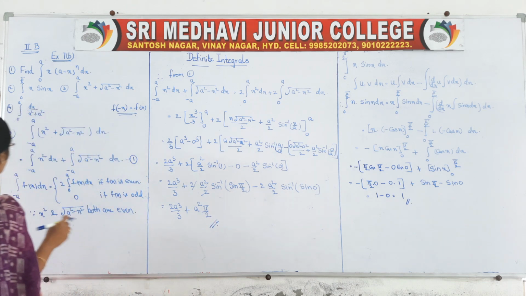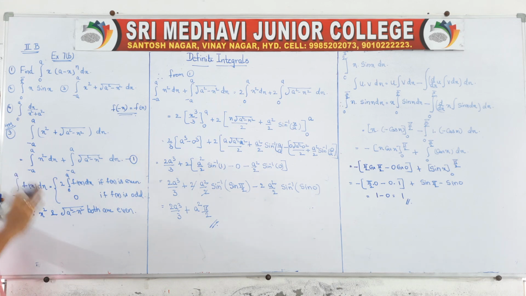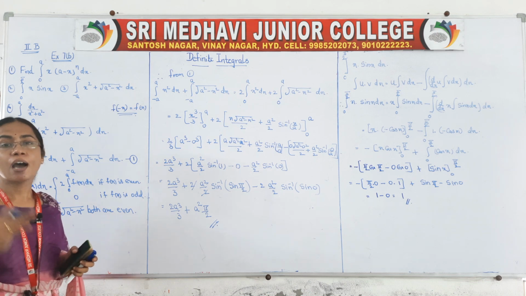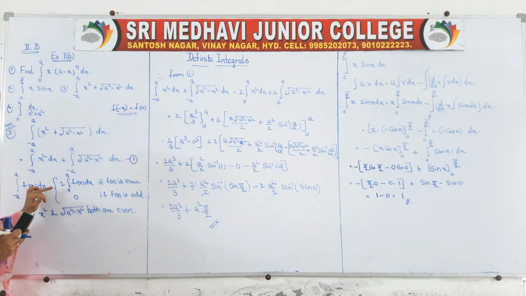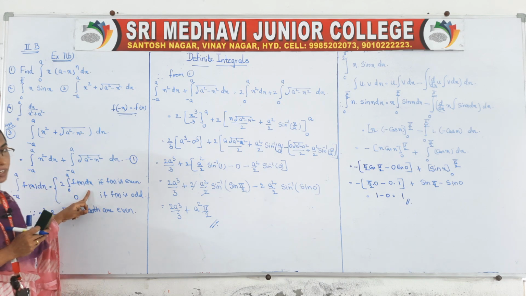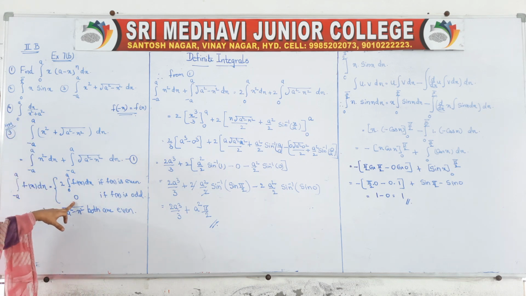So be careful while doing this problem, 4 marks question, right? So observe, the limits are minus a to a are given to you. Whenever limits are given like this, same limit but one is negative, one is positive, then we have to check whether the function is even or not. If it is even function, then that value will be equal to 2 times of 0 to a f of x dx. If the function is odd, the value of this integral becomes 0.